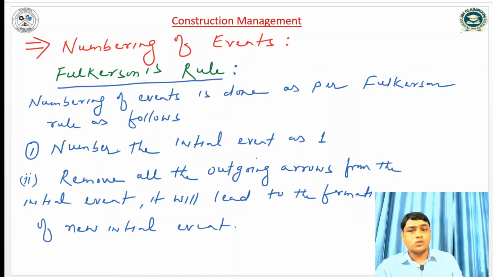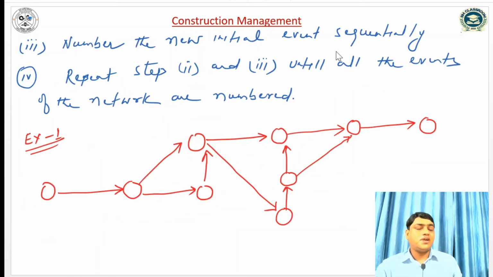And what does the Fulkerson rule say? Number the initial event as one. We can identify the initial event: the initial event has only outgoing arrows, no incoming arrow. So number it as 1, and then remove all the outgoing arrows from the initial event, which will lead to the formation of a new initial event. Number the new initial event sequentially and repeat steps 2 and 3 until all the events of the network are numbered. I have taken one example.